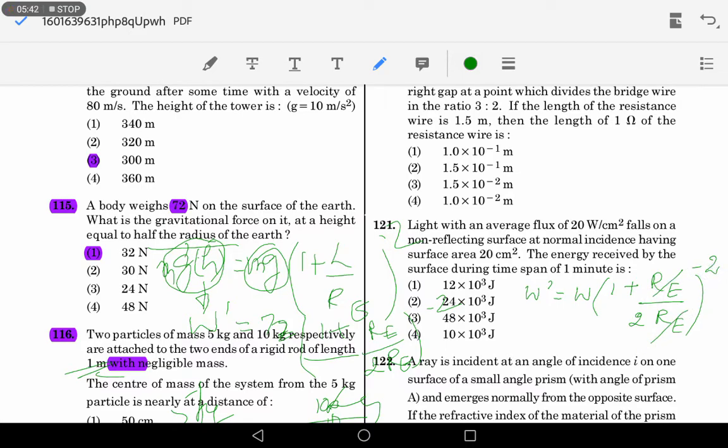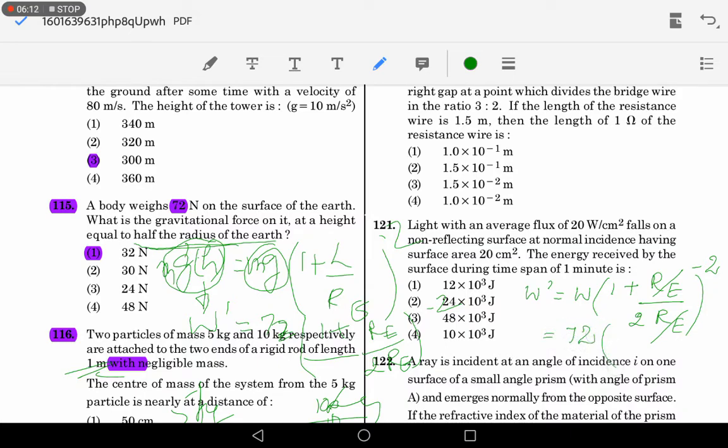Re getting cancelled. There are places where you have to use height as distance from the center of the earth, but in this type of question you must use height as given in the question, which is equal to half the radius of the earth. There are certain questions where you have to calculate height from the center of the earth. Here we calculate height from the surface of the earth, and that suffices.